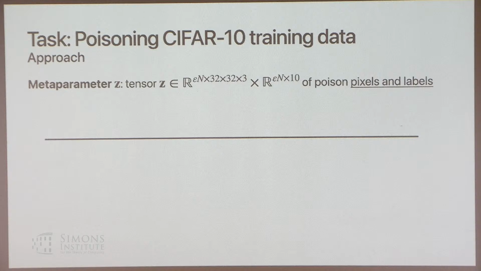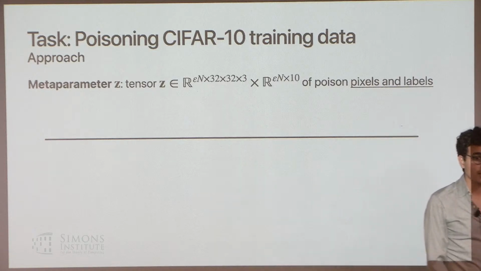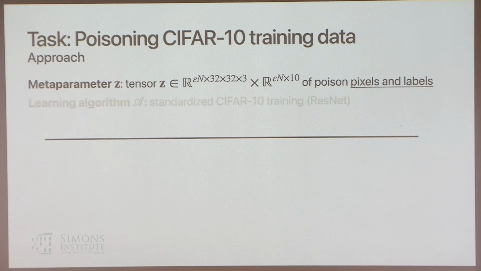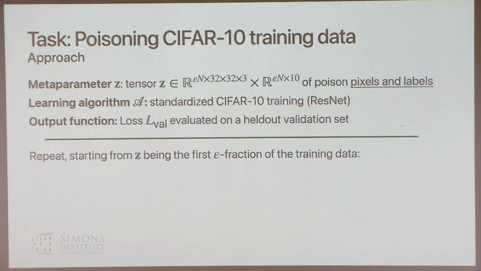We're going to, again, just frame this as an optimization problem. Our meta parameter now is going to be the pixels of epsilon times n training data points and their corresponding labels. The algorithm is going to be just standard CIFAR 10 training with a deep neural network. And the output function is going to be loss on a held out validation set. Okay, so we're going to keep part of the CIFAR 10 test set separate. That's for the adversary. And we're going to evaluate on the other half.